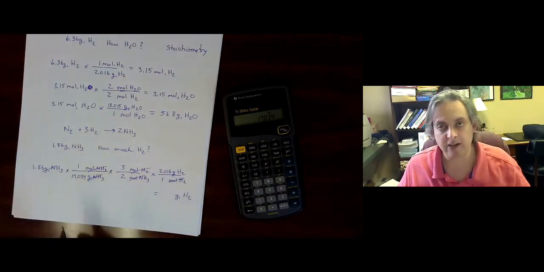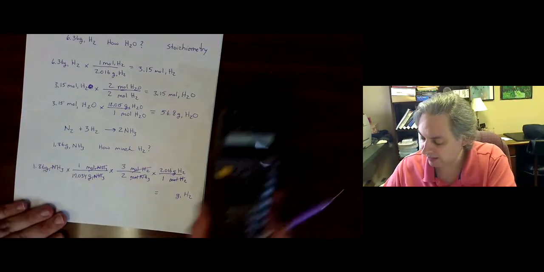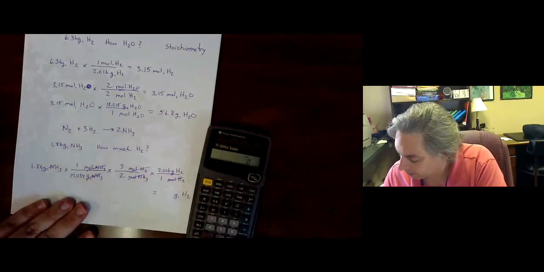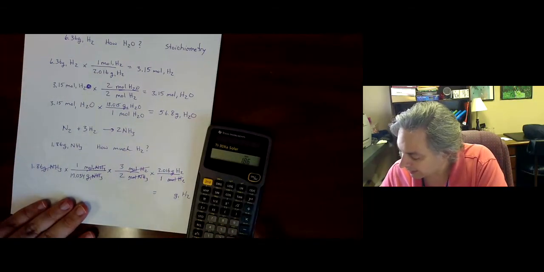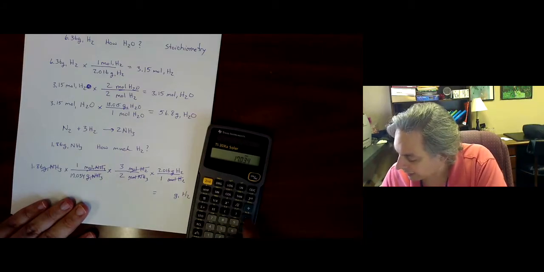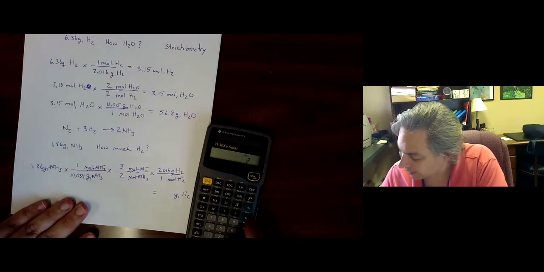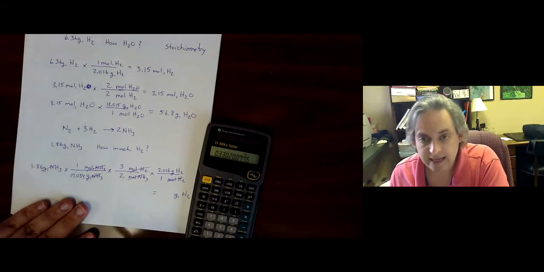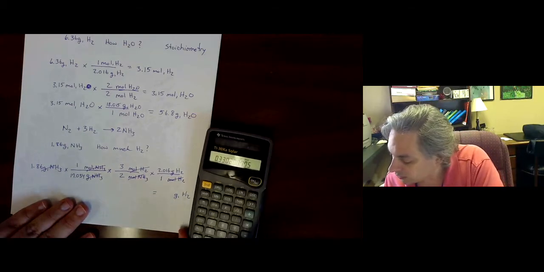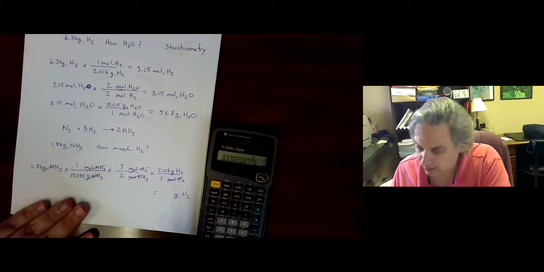Now that we have our numbers, let's go ahead and put this into the calculator. So we have 1.86, and we want to divide that by 17.034, and then multiply that by 3, divide that by 2, and then times that by 2.016, and that gives us 0.330200775. So we don't want to write all those numbers down.